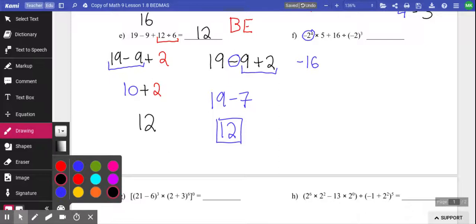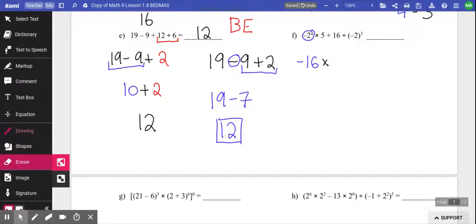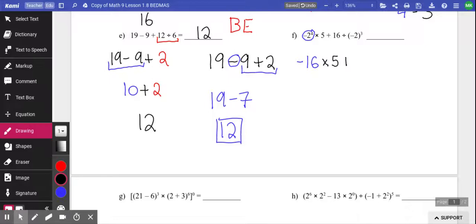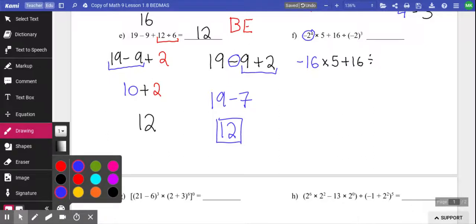We also have another set of brackets, or another exponent. I'm just going to write out the other stuff in black that doesn't have it. So we have a times 5 that I'm going to leave in black. We have a plus 16 that I'm going to leave in black. And we have a division symbol, which I'm going to leave in black. The next exponent we have is right here.